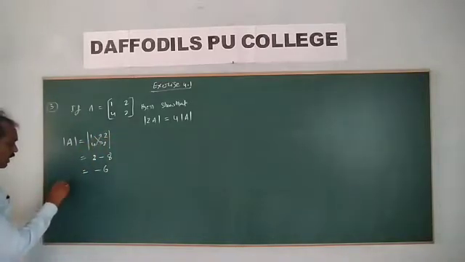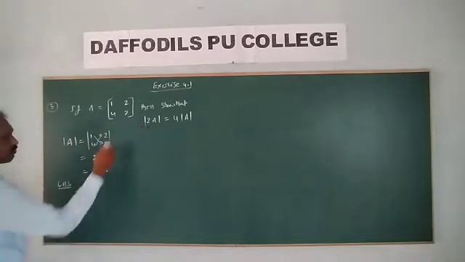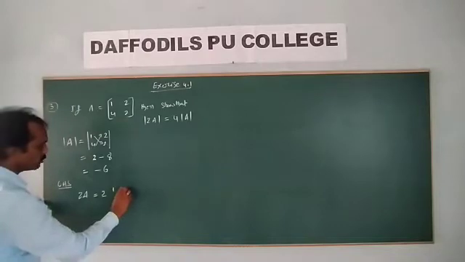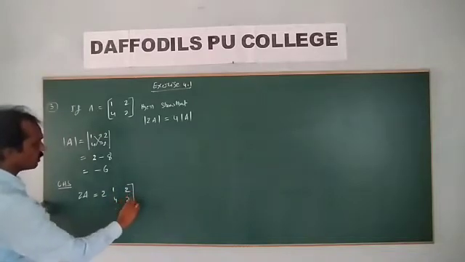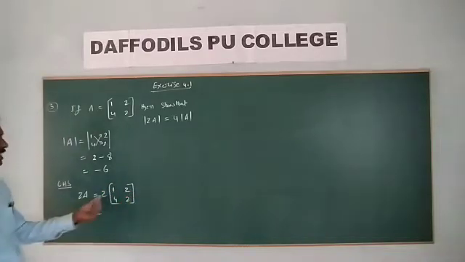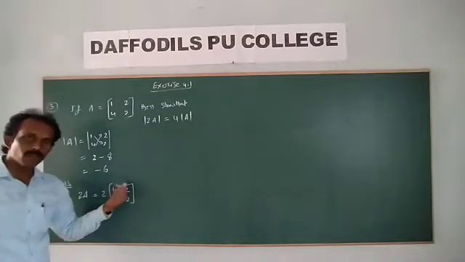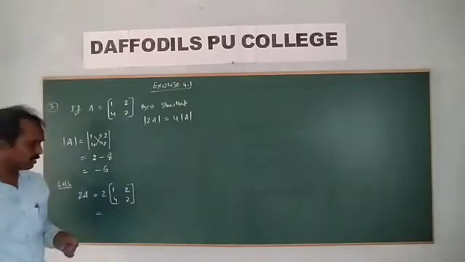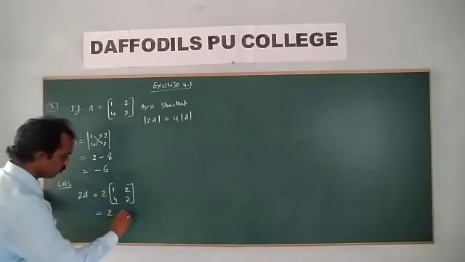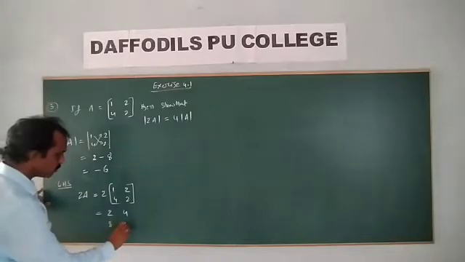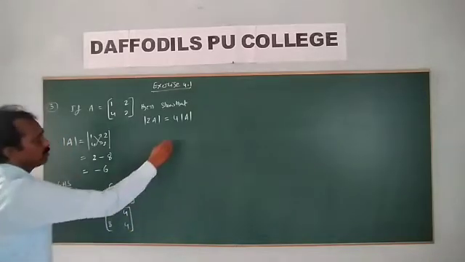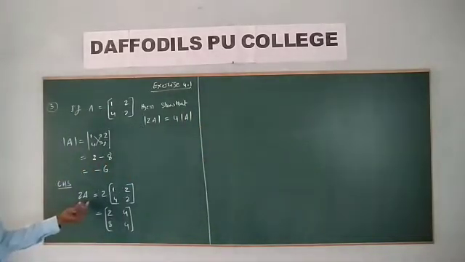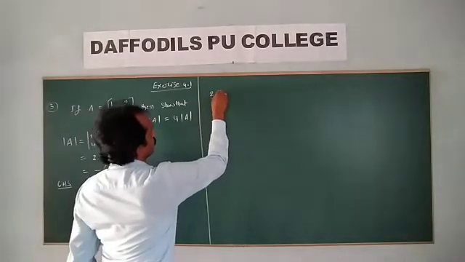Next, take LHS value. What is LHS value? 2A. First of all, you find 2A. 2A is equal to 2 into [1 2; 4 2]. So this number multiplies each element of the matrix. Already we studied in the first chapter, matrix. So 2, 4, 8, 4. So find this determinant.